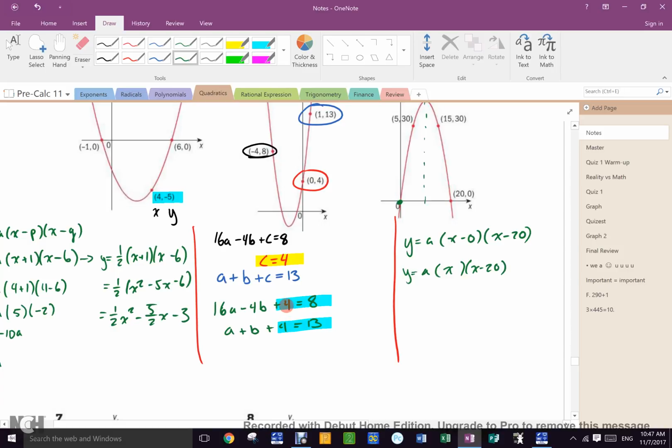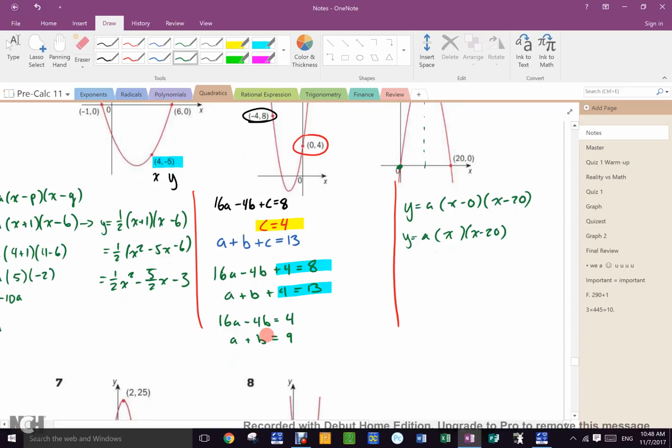You could. But why add an extra step? Are we going to get to the same spot? Okay. So what do I do with that 4? So I'm going to get 16a minus 4b equals 4, yes? And I'm going to get a plus b equals 9, yeah? Now what? Too many unknowns, right?